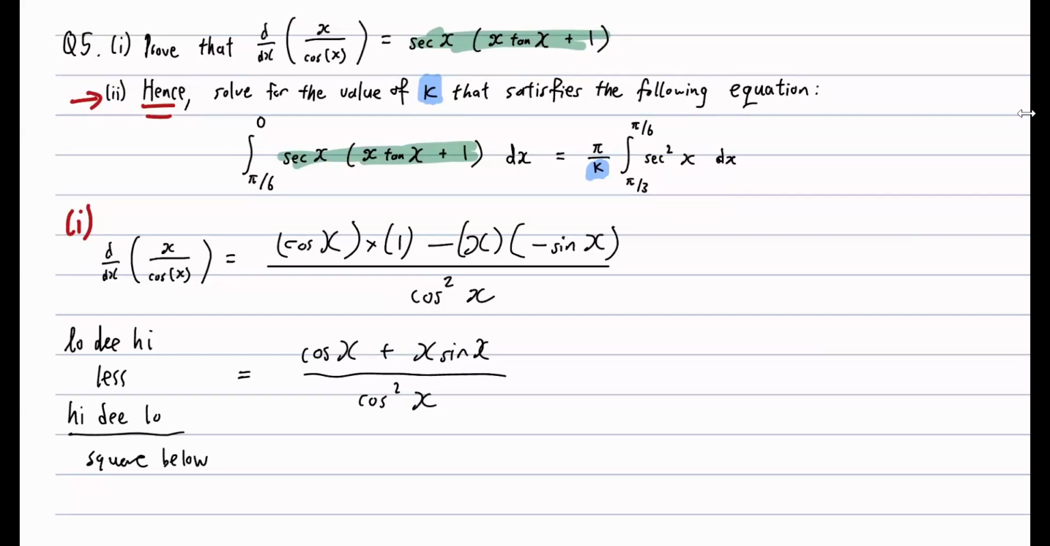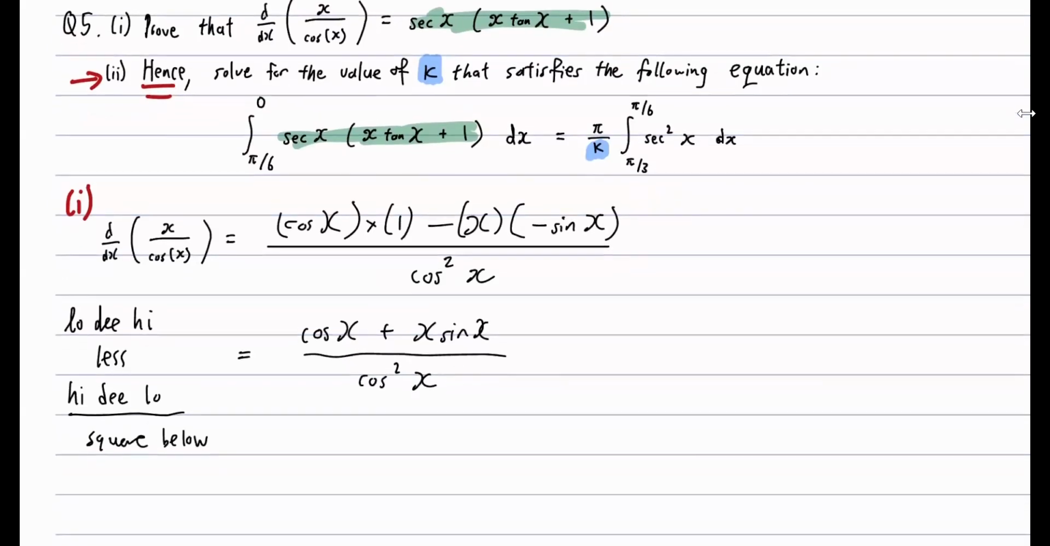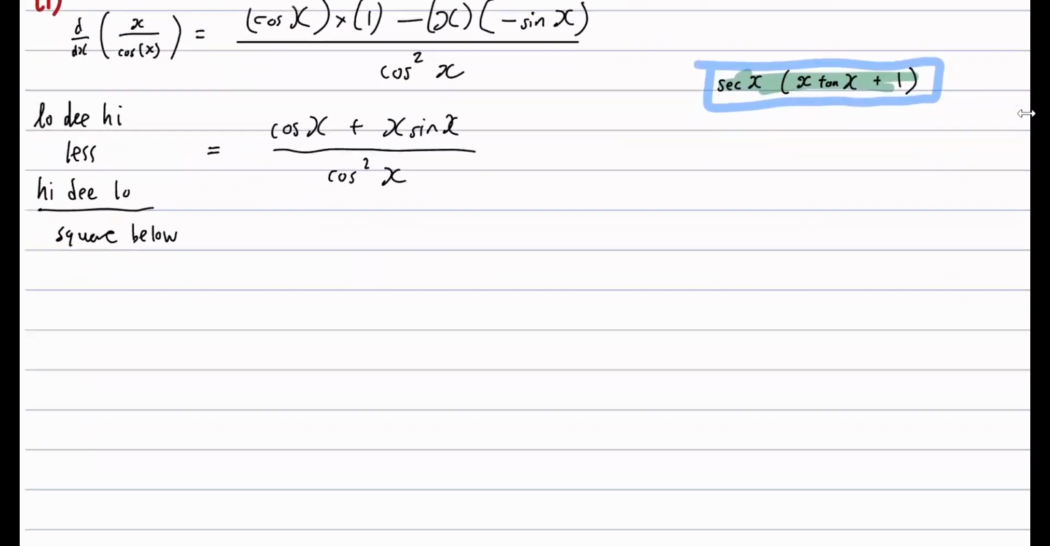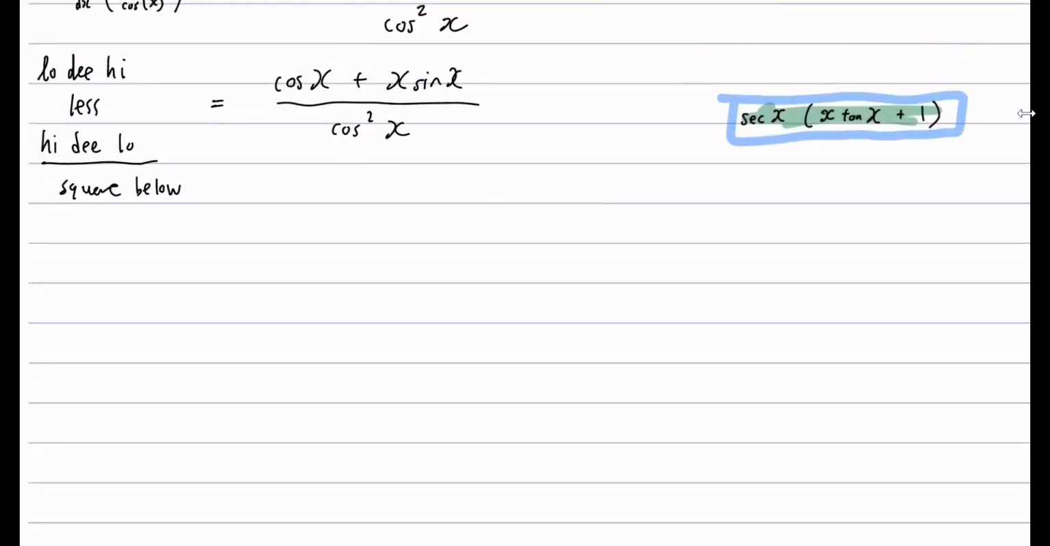We need secant x. How? You need secant x, and then you have to multiply our x tangent x. Sorry, we don't just need secant x. We need secant x multiplied by this guy, secant x multiplied by that guy. If you do 1 over cosine x plus, wait, do I make sense?